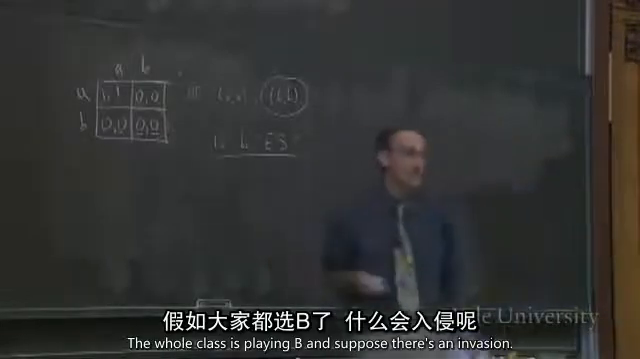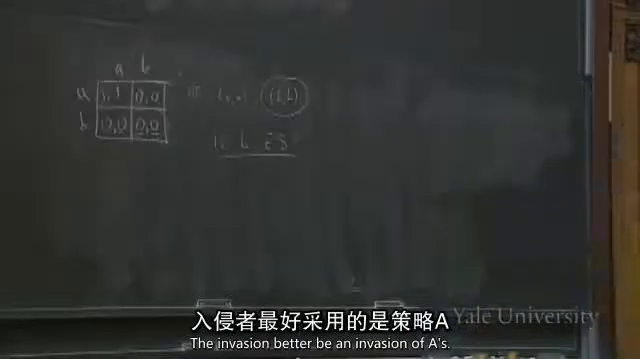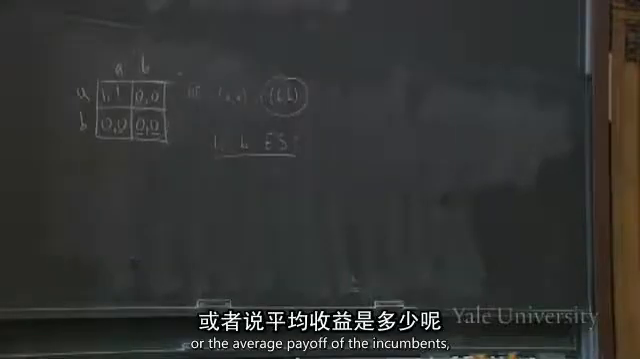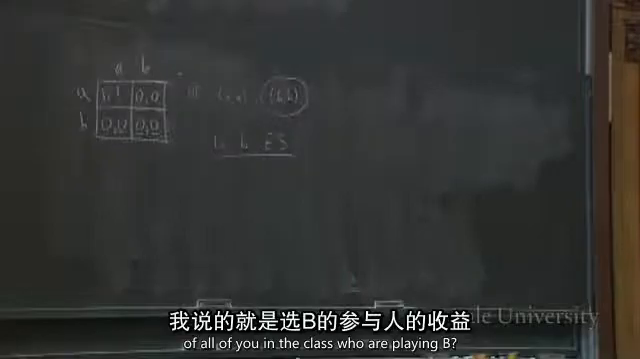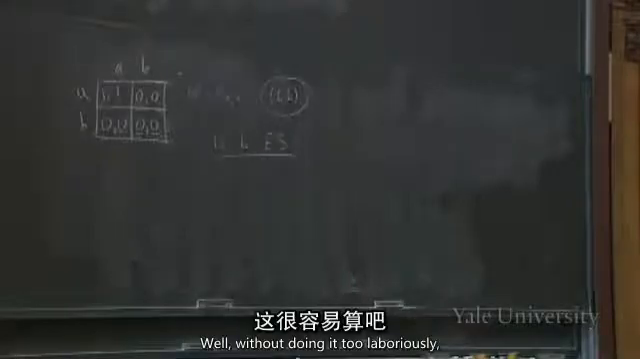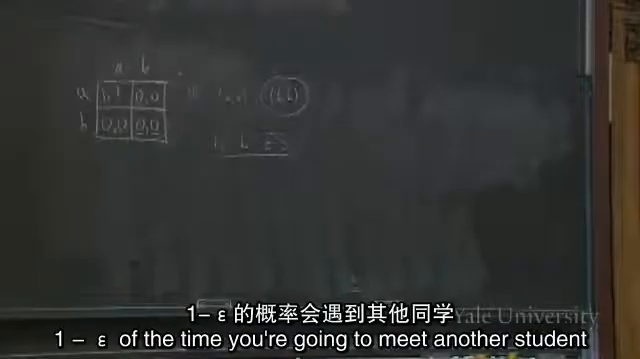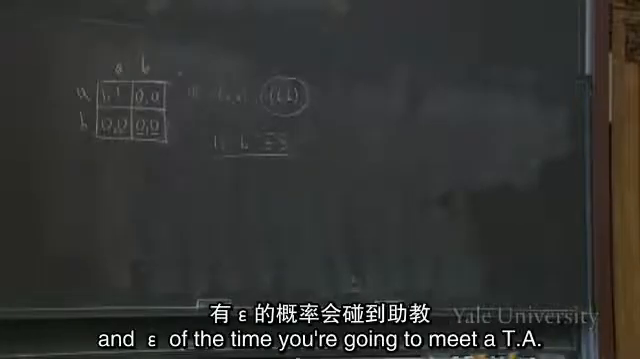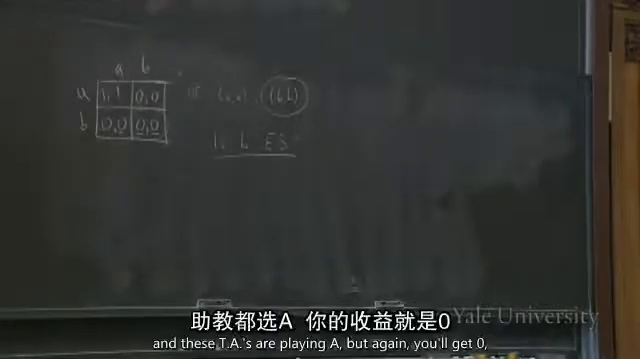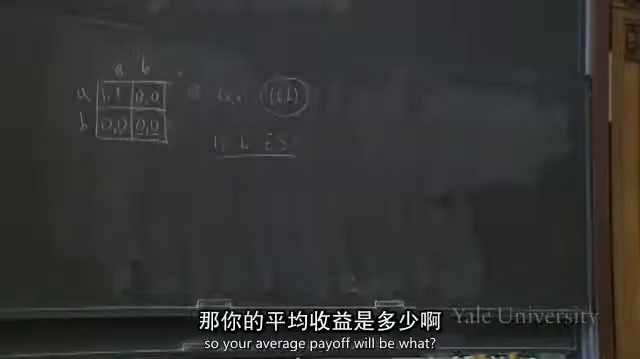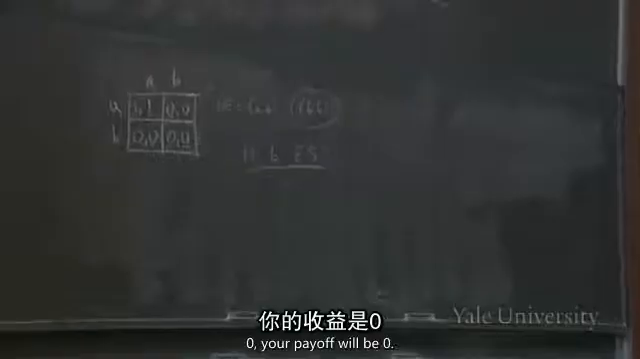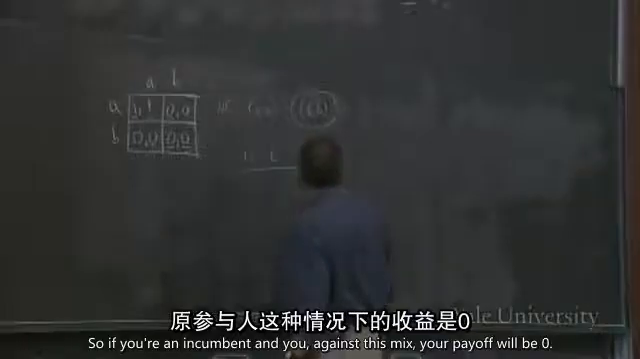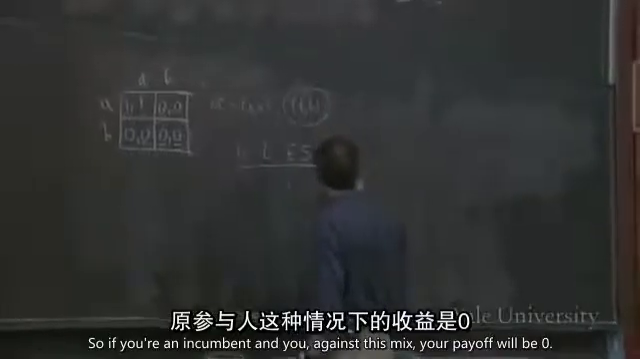And suppose there's an invasion. What could the invasion be? The invasion better be an invasion of A's. What's going to be the expected payoff, or the average payoff, of the incumbents, of all of you in the class who are playing B? Well, 1 minus epsilon of the time you're going to meet another student, in which case you'll be playing B against B and your payoff will be 0. And epsilon of the time you're going to meet a TA, and these TAs are playing A, but again, you'll get 0. So your average payoff will be 0. So if you're an incumbent against this mix, your payoff will be 0.